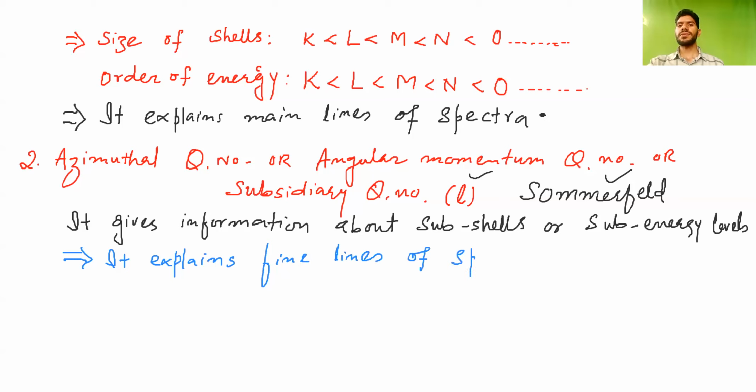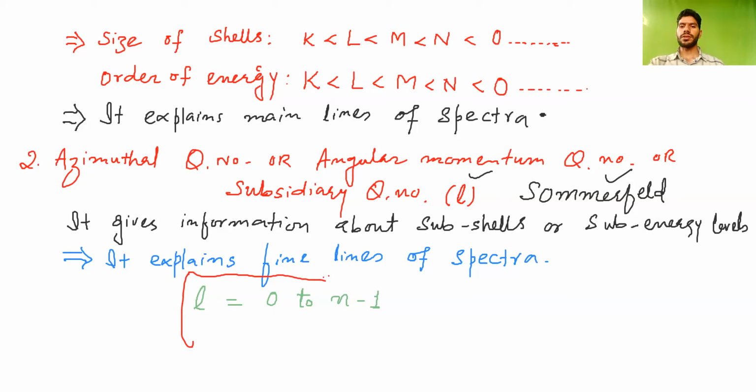It explains the fine lines of spectra, right? So how to calculate the value of L here? This is very important. L value is calculated by the formula that is 0 to n minus 1. So this will be very important, and you have to note down this and you have to apply this.